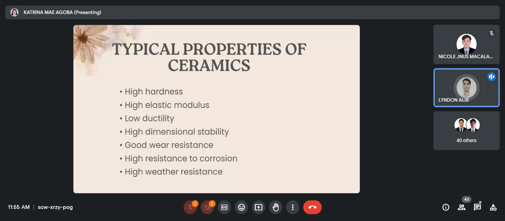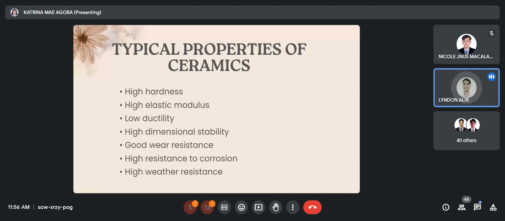So next natin ay high resistance din siya sa corrosion. Ito naman yung ability ng material na ma-withstand yung corrosion damage caused by oxidation or other chemical reactions. Kaya mataas ang corrosion resistance ng ceramics kasi yung chemical bonds ng ceramics ay oxides na, oxidized na. Kaya naman unaffected na sila tuwing may oxidation process. Hindi na sila nagkakaroon ng corrosion damage.